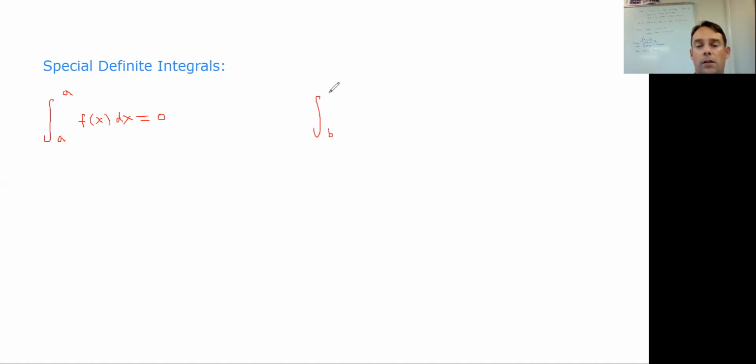And if I ever want to switch the bounds, then it's going to take my area or the value of my definite integral, and it's going to just make it negative. So what are some examples of how this might work here?